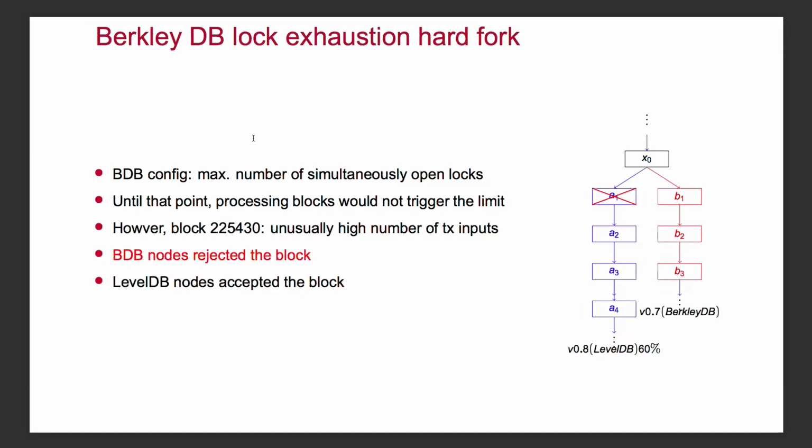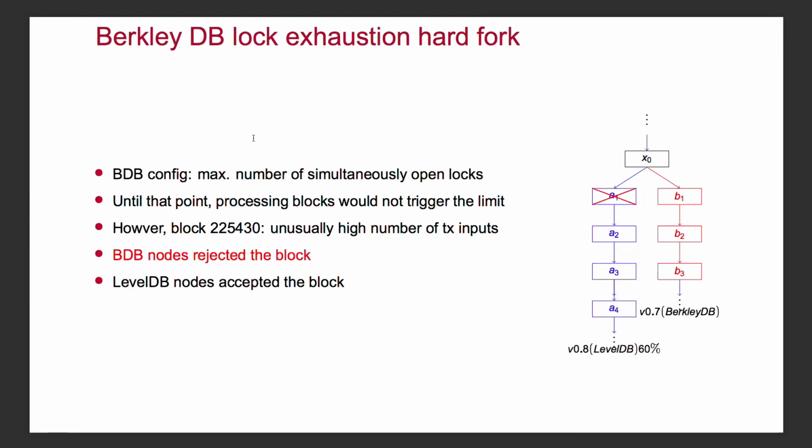So until that point, processing blocks never triggered this limit. If I'm processing a block, I'm looking up transactions from that block in the Berkeley database, and it had not previously occurred that I hit the lock limit that the Berkeley database configuration imposed.